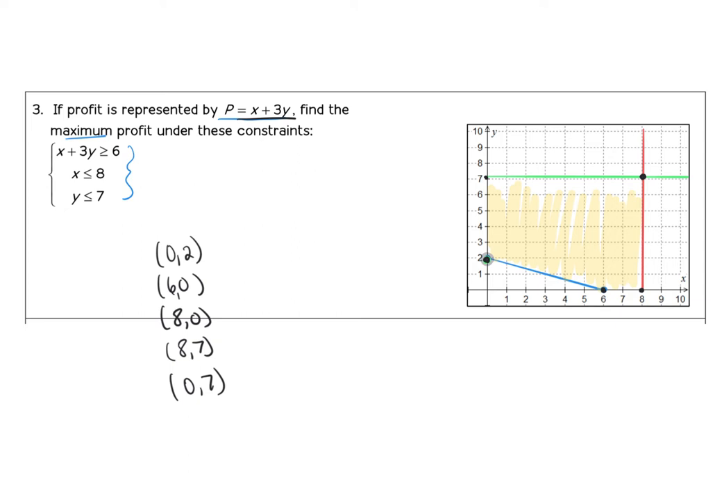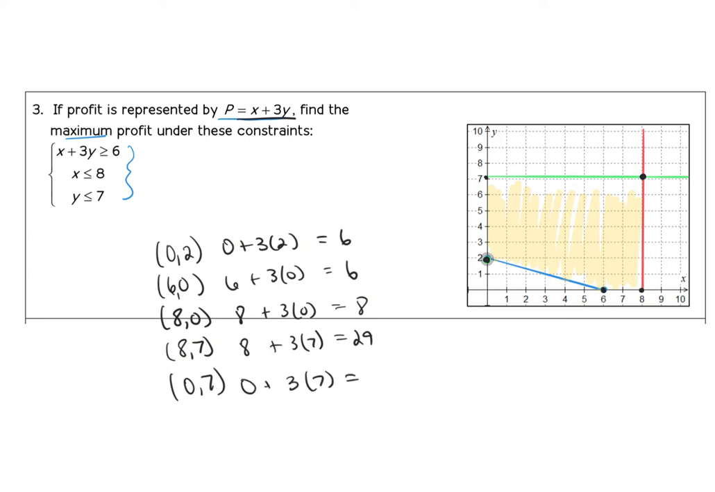I have 0 plus 3 times 2, that gives me 6. 6 plus 3 times 0, that gives me 6. 8 plus 3 times 0 gives me 8. 8 plus 3 times 7 gives me 29. And 0 plus 3 times 7 gives me 21. What's my maximum profit, and where does it happen? My maximum profit is $29, and it happens at the point 8, 7. Okay?